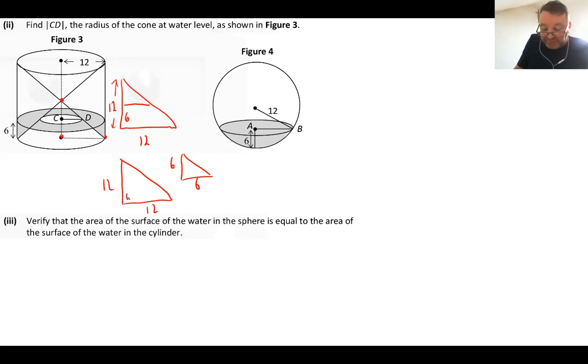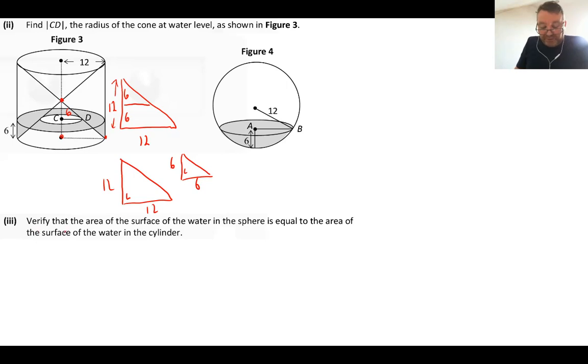They are similar triangles. They both contain a right angle. So if the large one is 12 to 12, and we know that this here is 6, and that's going to be 6 there, well then obviously 6 to 6 in the smaller triangle gives us the same ratio, which means that CD happens to be 6. Really no maths, it's just a comparison of the two similar triangles that are in that question. So now we know that CD is 6.